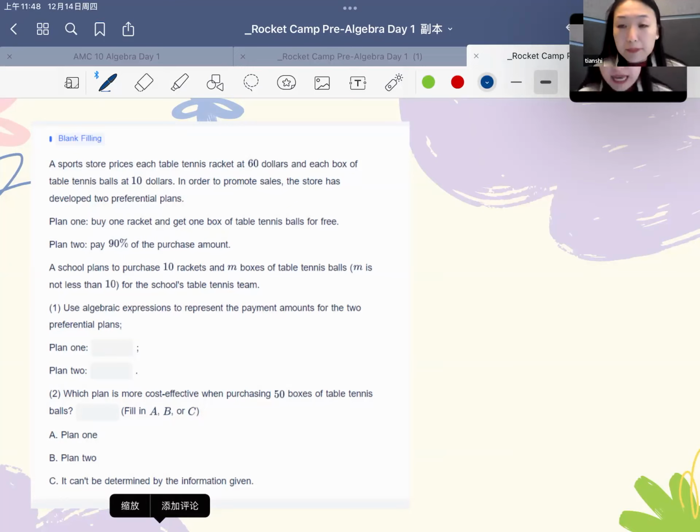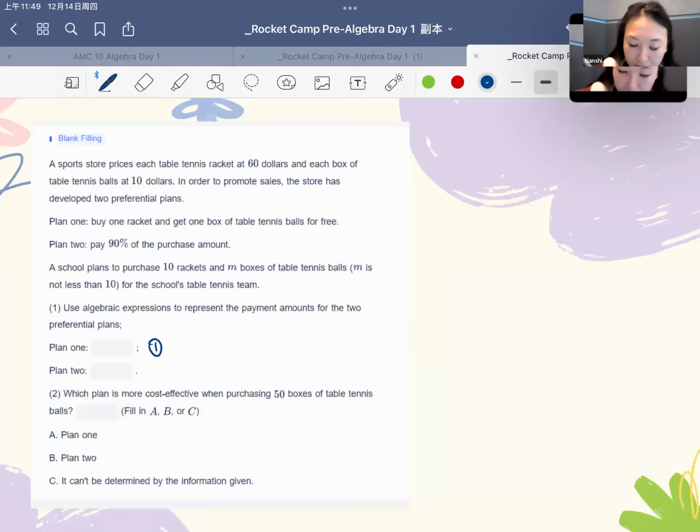So it means that M is either larger than or equal to 10 for the school table tennis team. And we need to use algebra expressions to represent the payment for the two plans. So we need to think about how to represent the final price. For plan one, we just need to pay the price for the racket, and then we can get the table tennis for free, right?